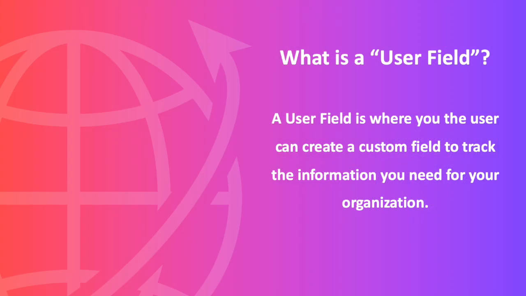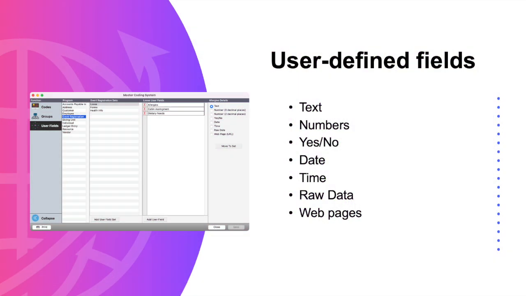So what is a user field? We had a couple people who asked that question, like, I'm not even really sure what it is. So a user field is where you, the user, can create a custom field to track the information you need for your organization. So anything you need to track, you can do so with the user field. And these are user-defined fields. So we're going to talk about how in the master coding system, you can set this up, or you can always set this up on the fly in the different programs that you have.